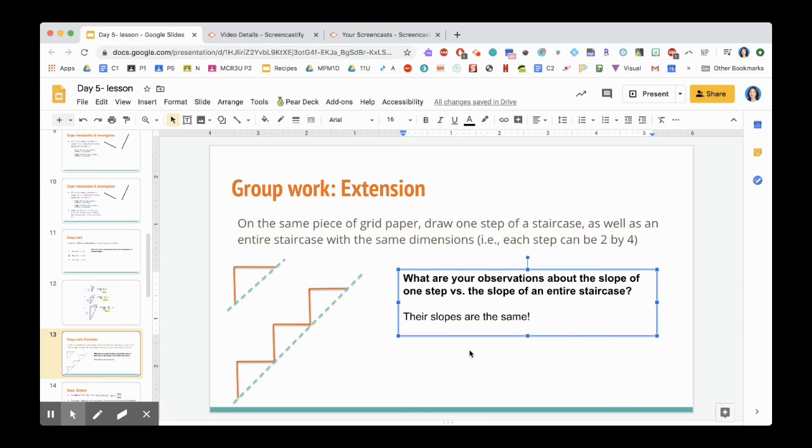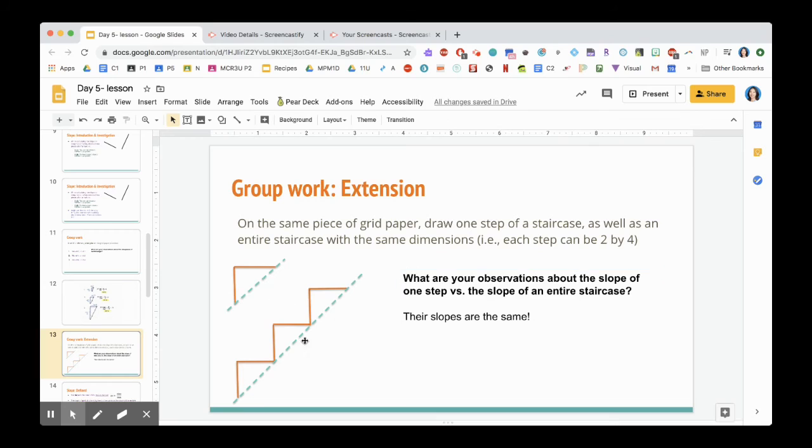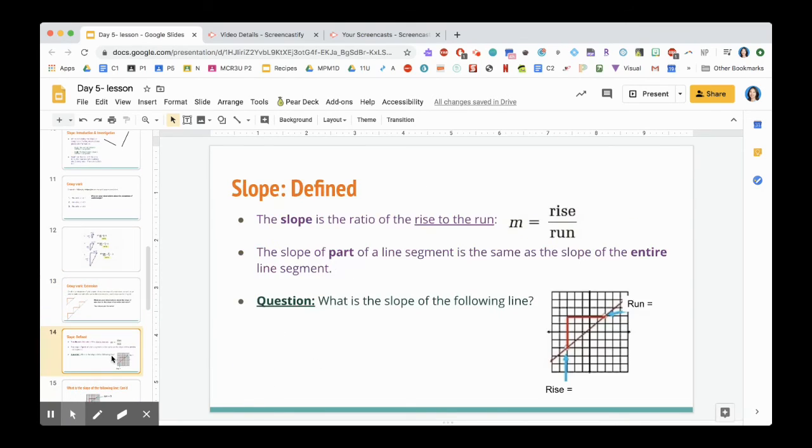So what are your observations about the slope of one step versus the slope of an entire staircase? Well, it's going to be the same. You're dealing with the same slope. So slope is the ratio of rise to run, m equals rise over run. The slope of part of a line segment is the same as the slope of the entire line segment, is what we found. So what is the slope of the following line?